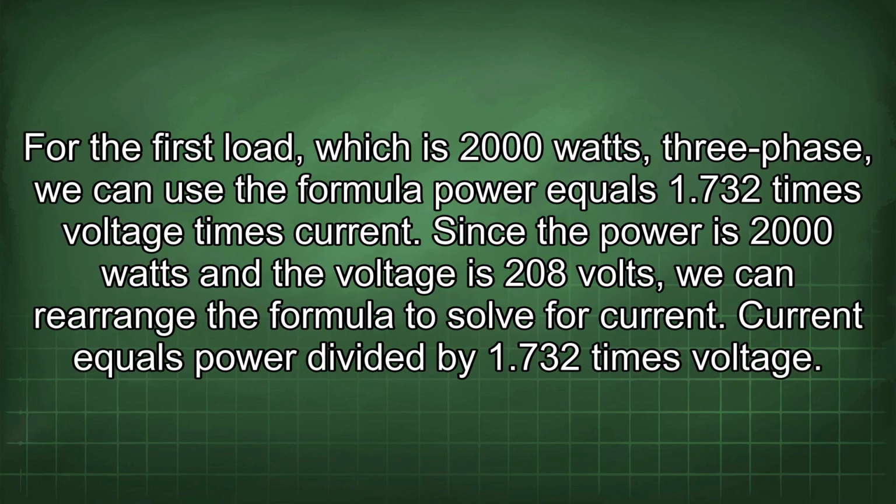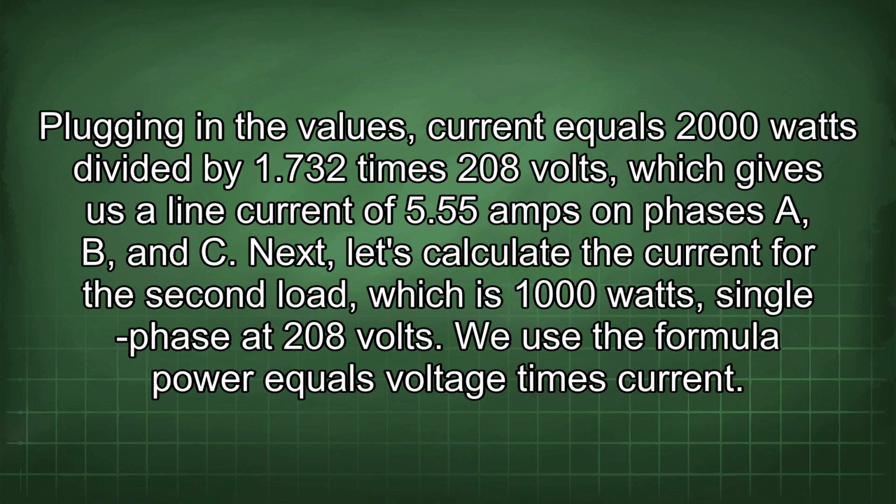For the first load, which is 2000 watts, three-phase, we can use the formula power equals 1.732 times voltage times current. Since the power is 2000 watts and the voltage is 208 volts, we can rearrange the formula to solve for current. Current equals power divided by 1.732 times voltage. Plugging in the values, current equals 2000 watts divided by 1.732 times 208 volts, which gives us a line current of 5.55 amps on phases A, B, and C.